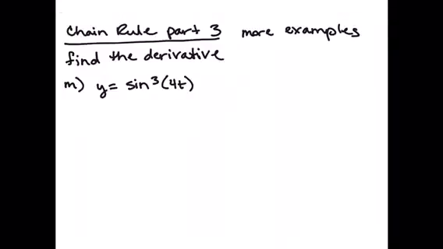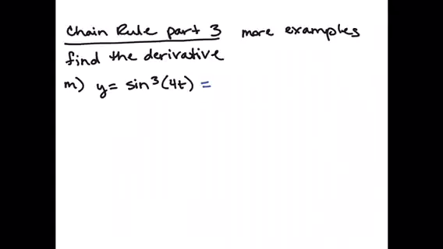This third video on the chain rule contains even more complicated examples where we find that we can have a chain rule inside of a chain rule. So my first function I want to find the derivative of is y equals sine cubed of 4t.